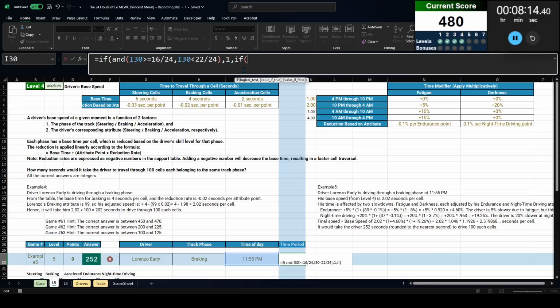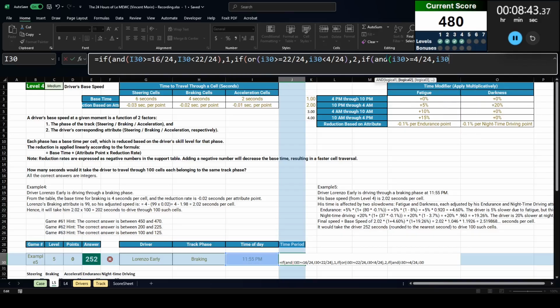If it doesn't, if I30 is greater than or equal to 10 p.m. or I30 is less than 4 a.m. So you see what I'm doing is I'm taking the hours out of 24 and dividing it by 24. That's how hours are calculated in Excel. Then we are in time phase 2. If I30, the time, is greater than or equal to 4 out of 24 and I30 is less than 10 out of 24, so that's 10 a.m., then we're in time phase 3.